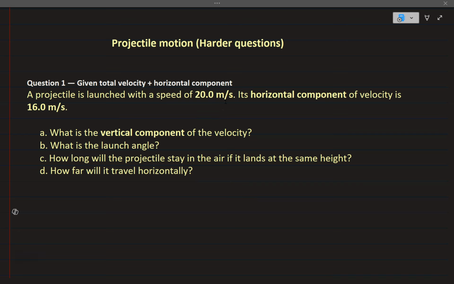Projectile motion, harder questions. This is what we're going to do. I'm going to go through 3 questions. These are harder questions. All right, let's get into it.